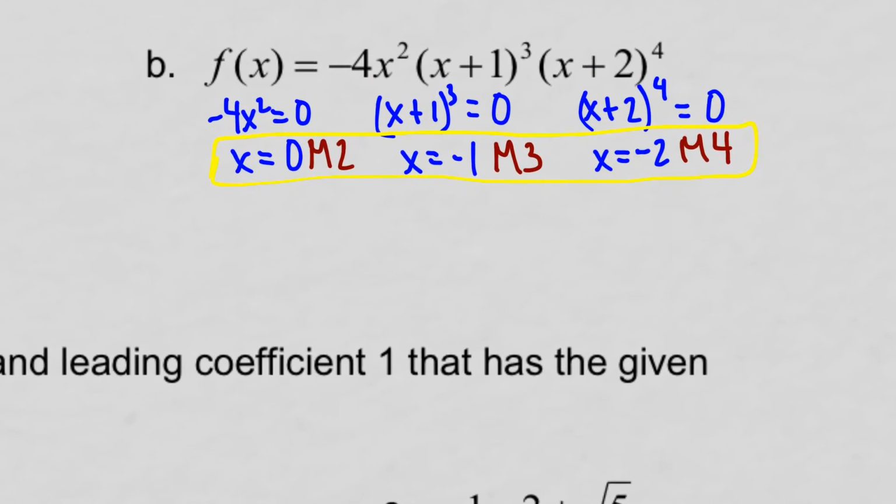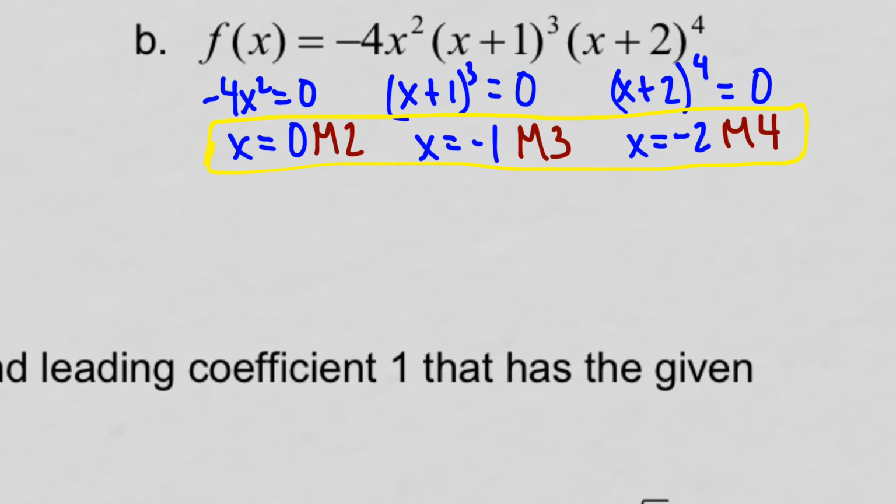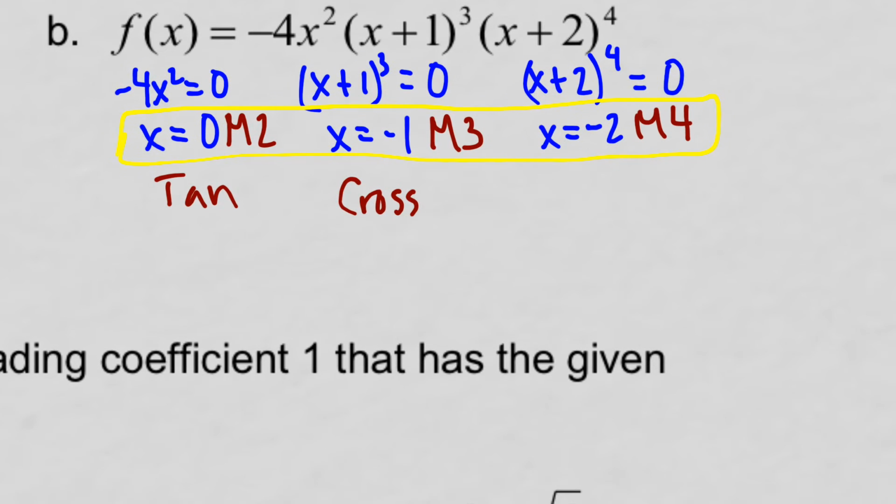Even is tangent, odd crosses. Over here, in the one that you guys did, x equals 0 would be tangent. x equals -1 would cross. And x equals -2 would also be tangent because of their multiplicities.